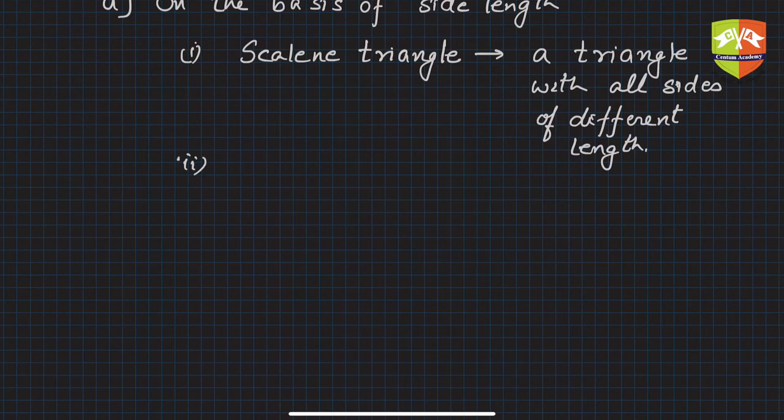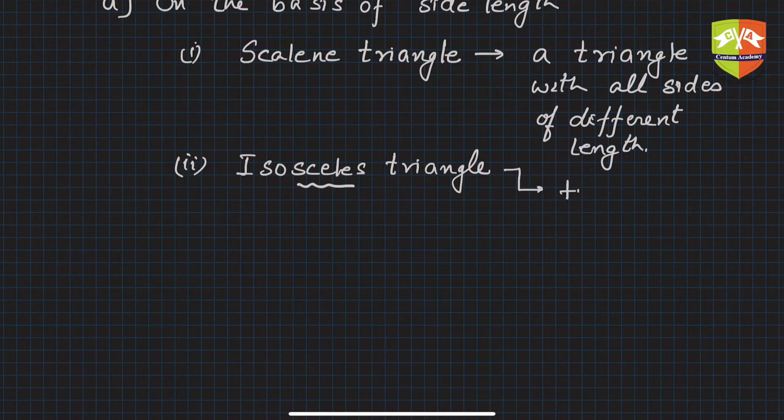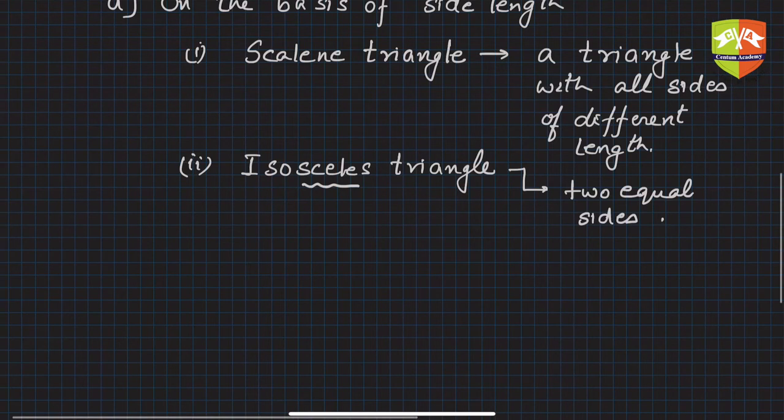Second one is isosceles triangle. What is that? Iso means same, and isosceles triangle means same side. So there are two equal sides in one triangle. Then the third one should not be equal. Only two. Right, then it's called isosceles.